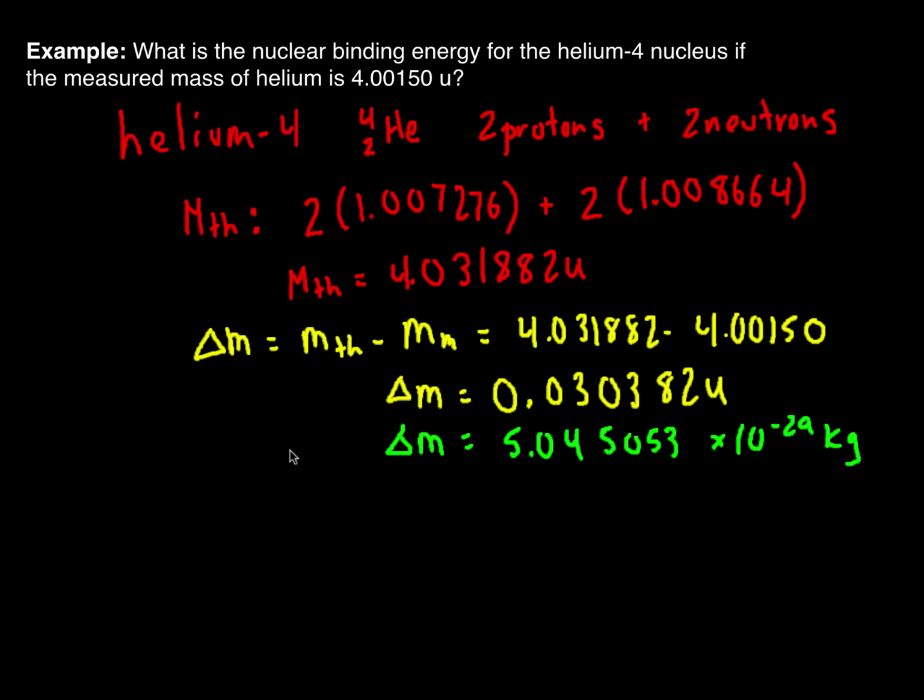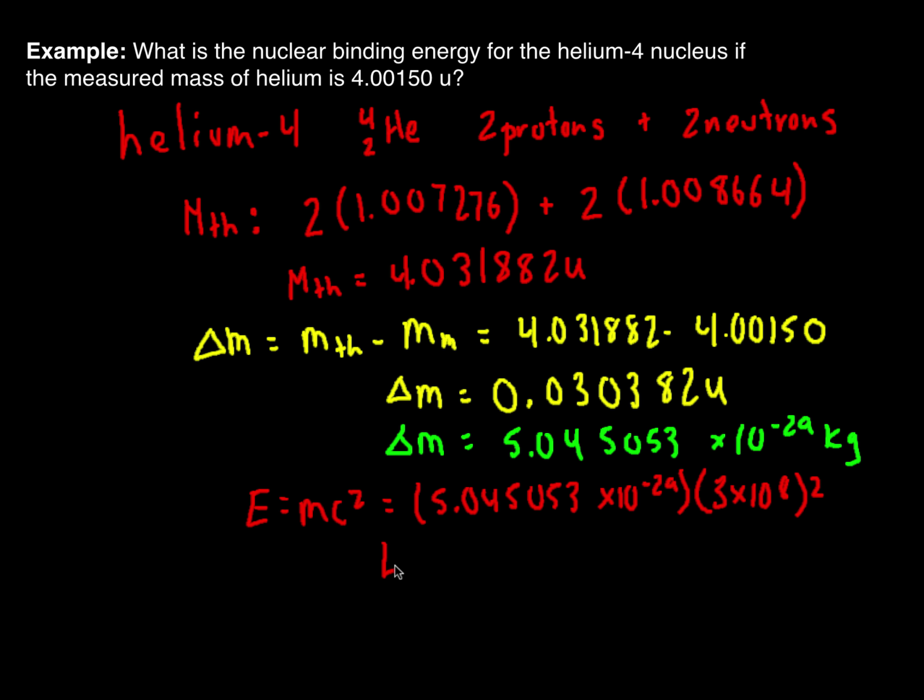Applying Einstein's formula to this mass, we get E equals mc squared equals 5.045053 times 10 to the negative 29 times c squared, which is 3 times 10 to the 8 squared, giving us a very small amount of energy equal to 4.54 times 10 to the negative 12 joules.